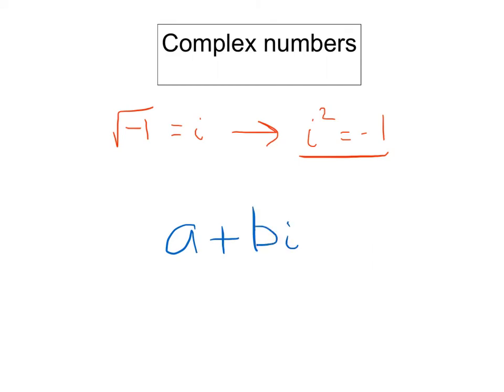So what are complex numbers? Complex numbers arise from the fact that the square root of -1 is not a real number. It's an imaginary number, and so we call that i. Now, this leads to the fact that i squared is -1, and this is essential to understanding the way complex numbers work. Also, when we talk about complex numbers, they have a standard form. That standard form is a plus bi, where a is the real part and bi is the imaginary part of the number.